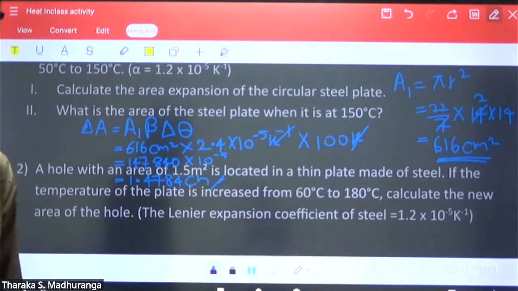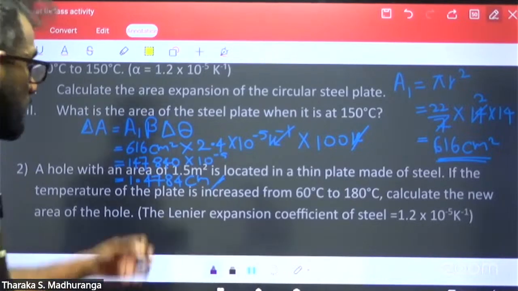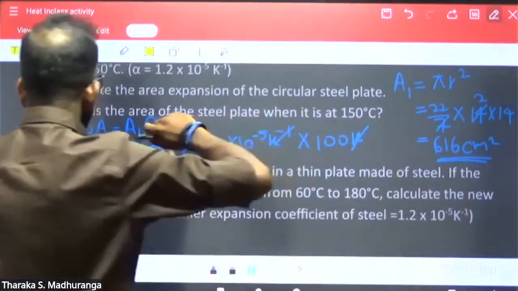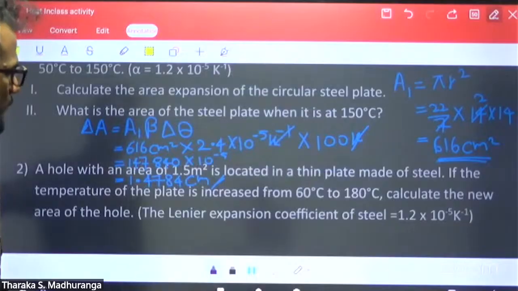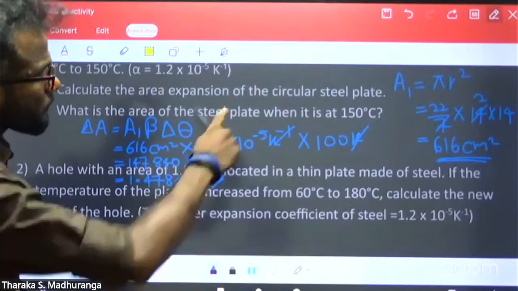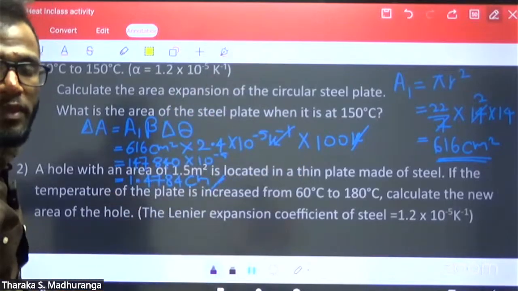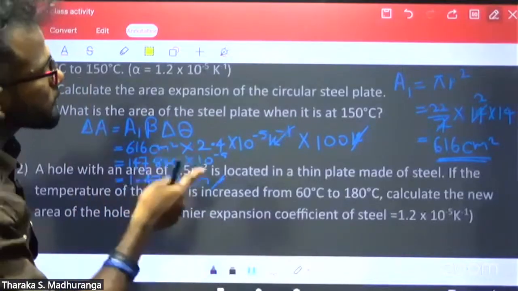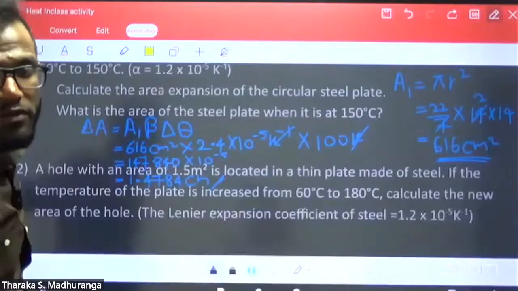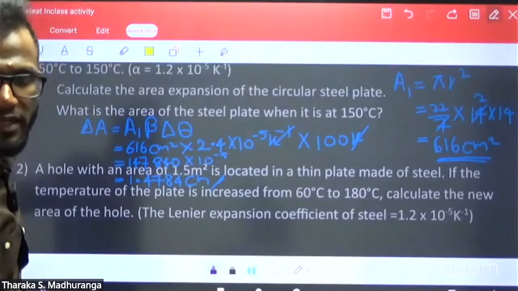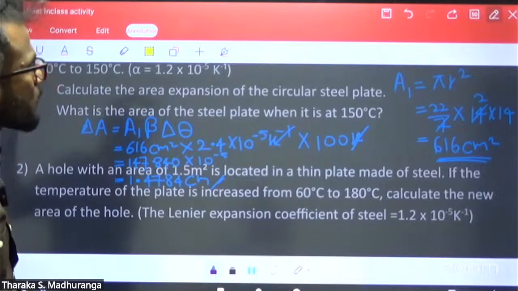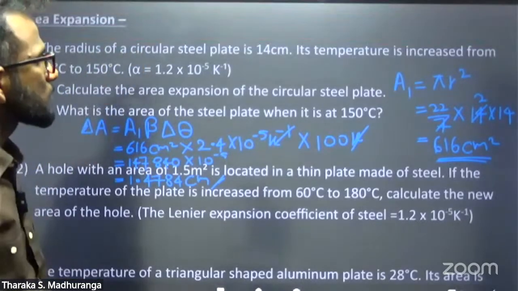Amina, I got the answer. Great. Okay, now question number 2. What is the area of the steel plate when it is at 150 Celsius? At 150 Celsius means what? What is the temperature? Final temperature. At final temperature, the question asks what is the area? Do you need any calculation for this?